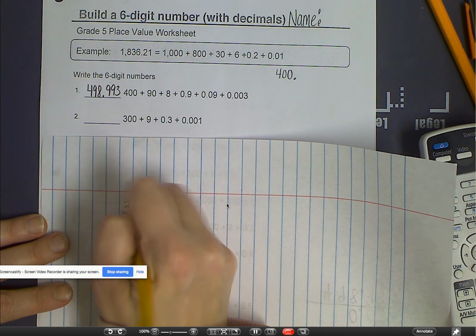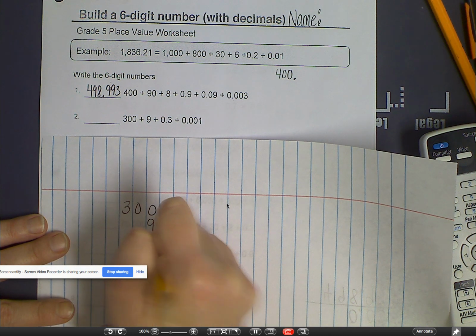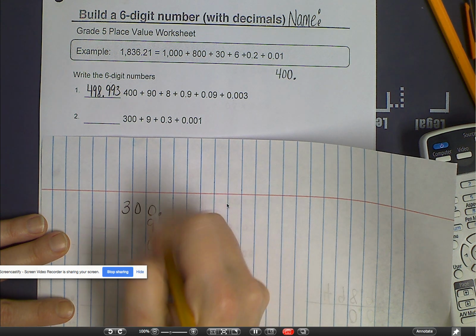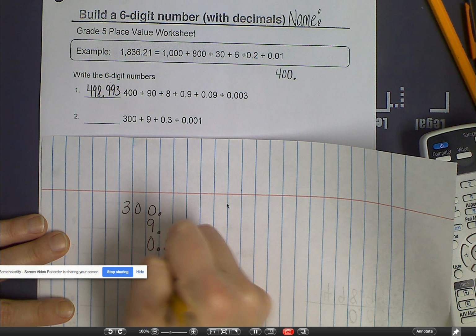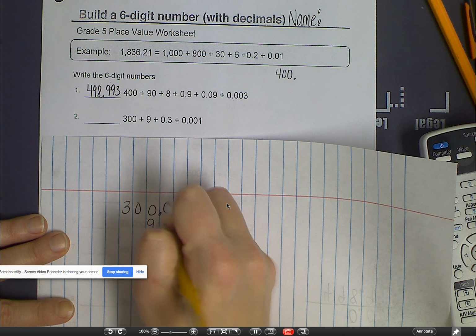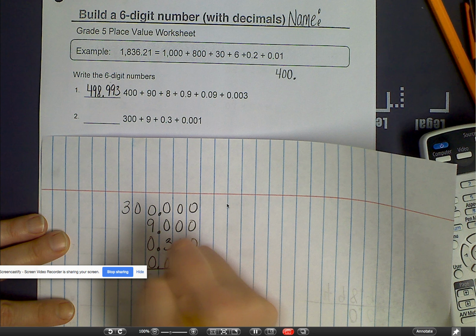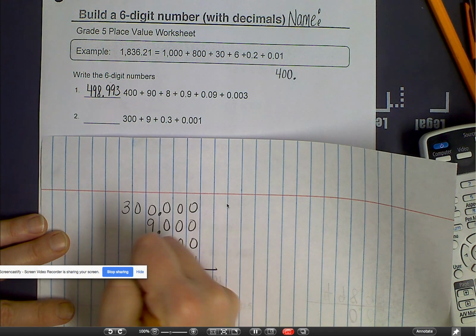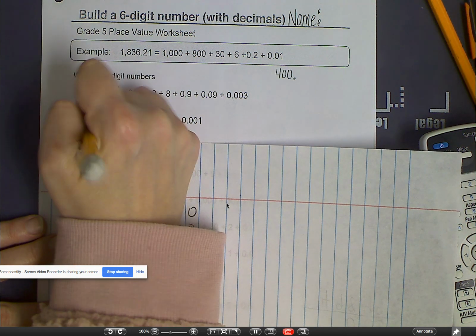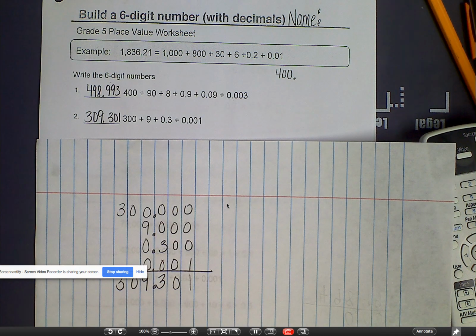So then we have 300, right? Plus 9, so my decimal's here. Plus 0.3 plus 0.001. And that's when I go put in my placeholders, right? So 1, 0, 3, decimal, 9, 3, 0. So my answer is 309 and 301 thousandths.